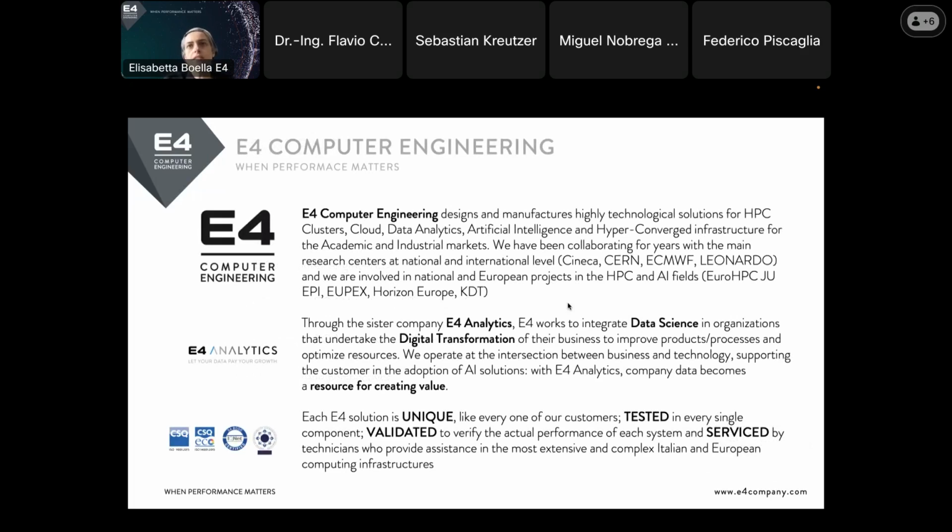E4 Computer Engineering is an Italian company founded in 2002 and based in the region Emilia-Romagna, which is called the Italian Data Valley. The company is a solution provider for high-performance computing, artificial intelligence, and cloud computing. At E4, we are very mindful with respect to new technologies which we propose to our partners and customers. And among our customers, we see international organizations such as CERN, the European Centre for Medium-Range Weather Forecasts, Cineca, and Leonardo, just to mention some.